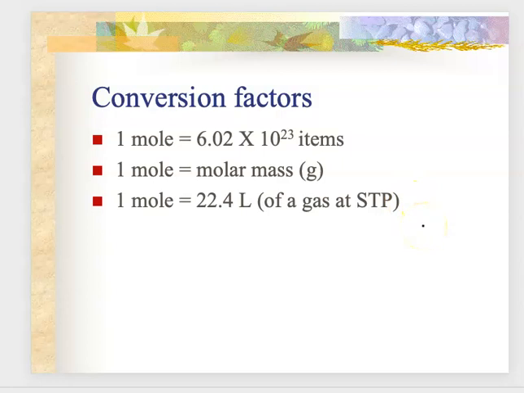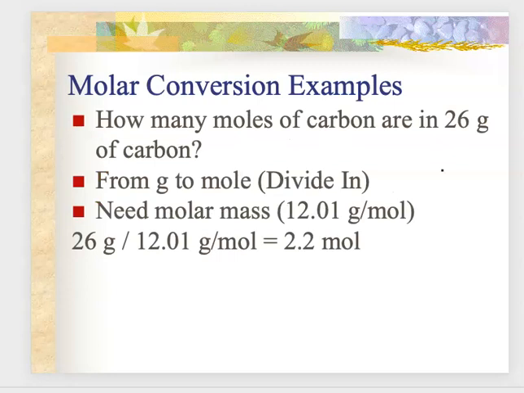All right, if you're using the conversion factor method, you're going to be using one of these 3 conversion factors. 1 mole is Avogadro's number, or 6.02 times 10 to the 23rd, or you're going to be using 1 mole as the molar mass in grams. That one you have to provide the specific number for your item. And if you're doing calculations on a gas at standard temperature and pressure, 1 mole of a gas is 22.4 liters. All right, so here's some examples.